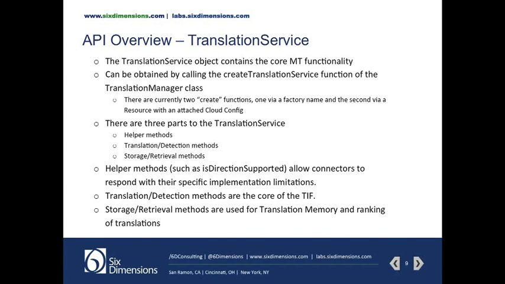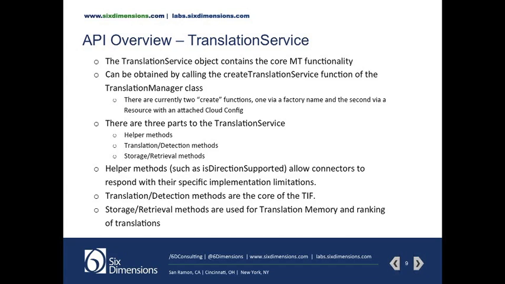There are three main groups of functions within the translation service: helper methods, translation detection methods, and storage and retrieval methods. The helper methods, such as is direction supported, allow connectors to respond with their specific implementation limitations. The reason that we added these is not every machine translation engine has all the functionality that's contained within our API. They also don't all support all the possible combinations of language translation that the API allows.